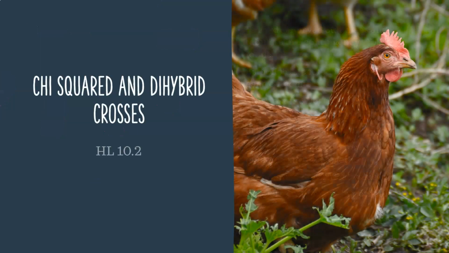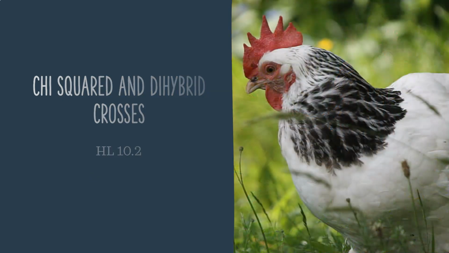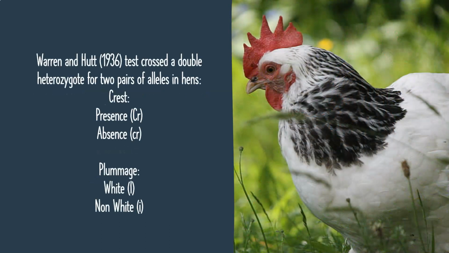So we're going to be looking at chickens, and we're looking at chi-squared with our dihybrid crosses. Warren and Hutt in 1936 test crossed a double heterozygote for 2 pairs of alleles in hens. We're looking at the presence of a crest or the absence of a crest, that's the plumage on top of the chicken's head. We're also looking at plumage, which is the colour of the feathers, and we're looking at white or non-white.